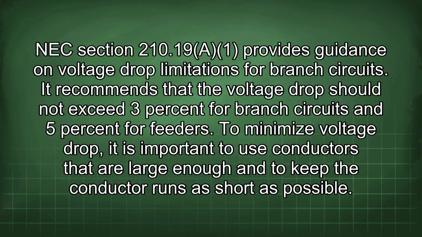NEC Section 210.19(A) provides guidance on voltage drop limitations for branch circuits. It recommends that the voltage drop should not exceed 3% for branch circuits and 5% for feeders. To minimize voltage drop, it is important to use conductors that are large enough and to keep the conductor runs as short as possible.